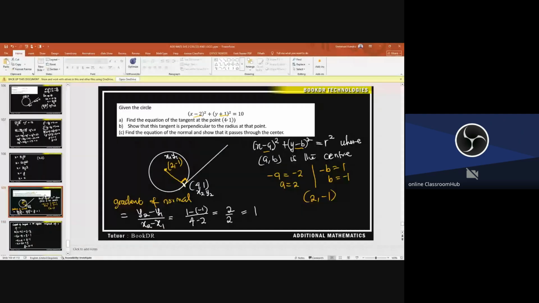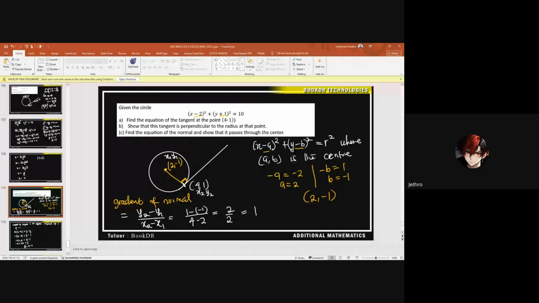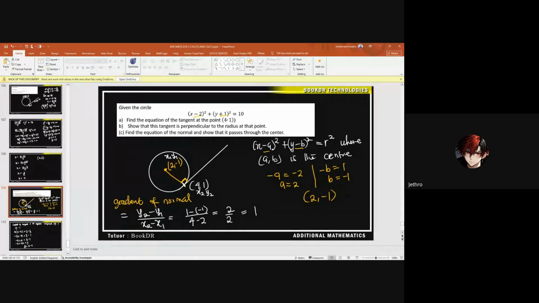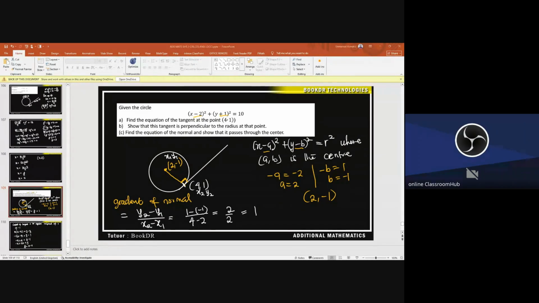Second question. Show that this tangent is perpendicular to the radius at that point. Good. Yes, Charles.